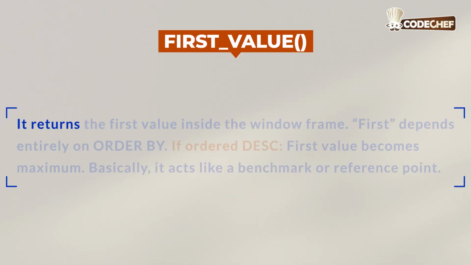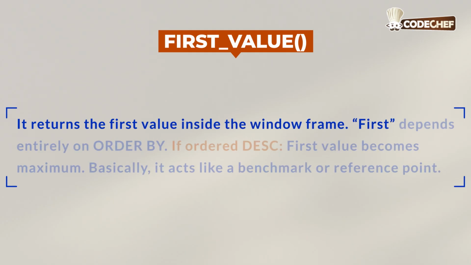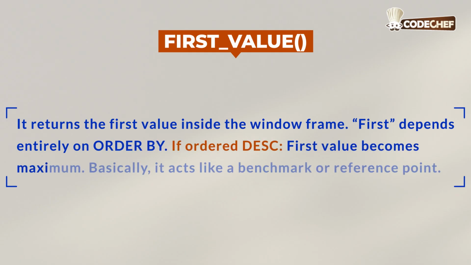Next function is the first value function. It returns the first value inside the window frame. So first value depends entirely on order by. What does it mean? If you are ordering the data in descending order, then the greatest value will be the first value, while if you are ordering the data in ascending order, the smallest value will be the first value. So first value in case of the DESC keyword becomes the maximum. So basically it acts like a benchmark or reference point.